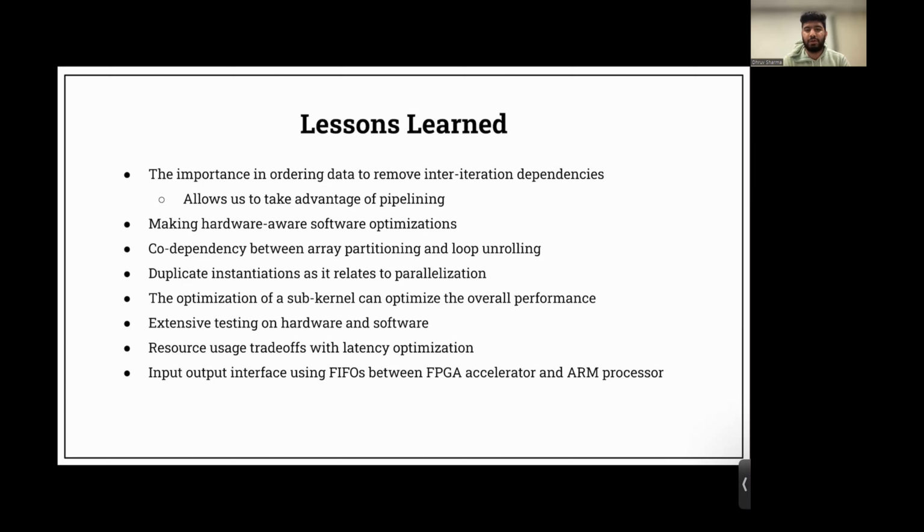When our SpMV function was not working as expected with parallelization, we realized the importance of being able to instantiate the same function multiple times to be executed in parallel, and also learned about a pragma that allows us to do this. With the results of the PageRank algorithm execution, it became more evident that optimizing a bottleneck subkernel can lead to huge performance gains in the overall performance of a program. Finally, studying the HLS reports revealed the trade-offs between reducing latency and increasing resource usage.